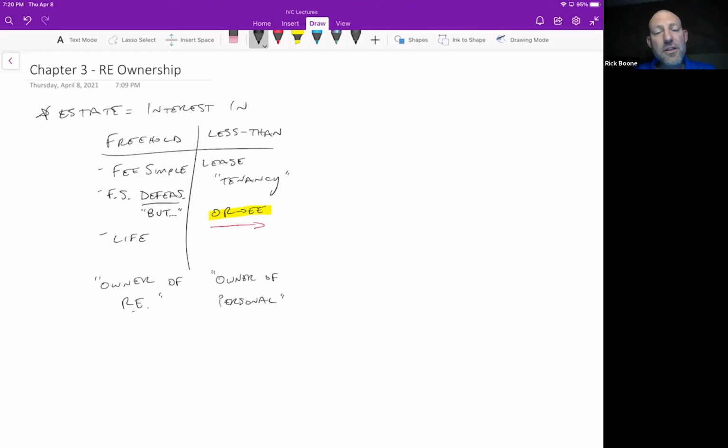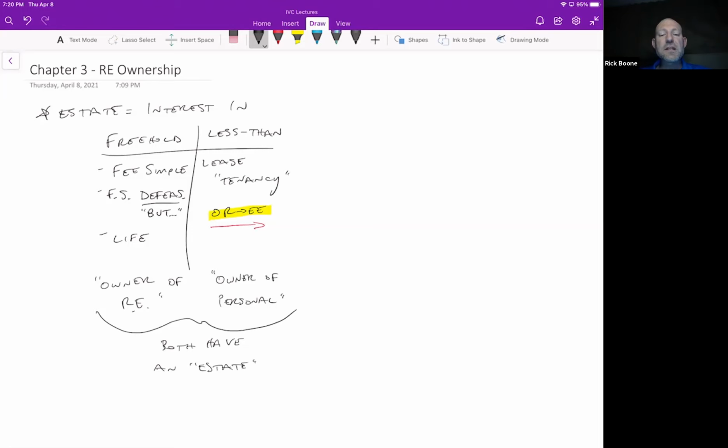The freehold, the owner of the real property, the dirt and the structure. The less than freehold is the owner of personal property. And in this relationship that we're looking at right now, it's a piece of paper. It's personal property. It's not land and dirt. It's the right to live there. And it's a contract. Both of these people, both of them, have an estate.